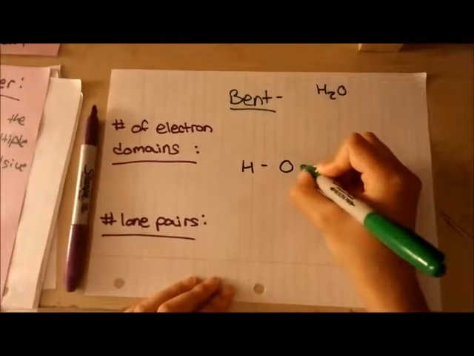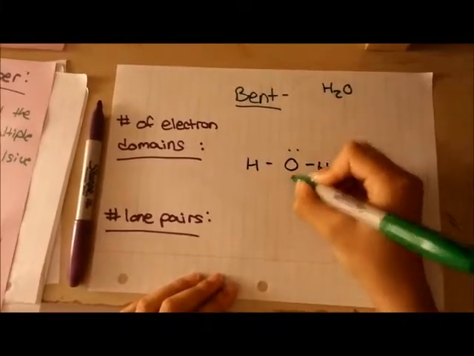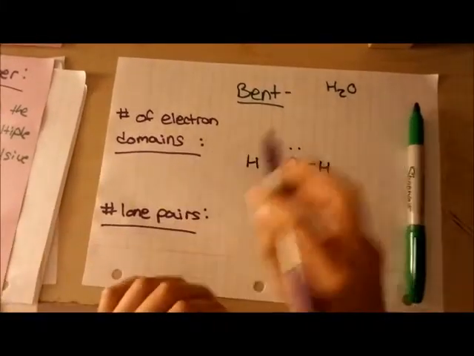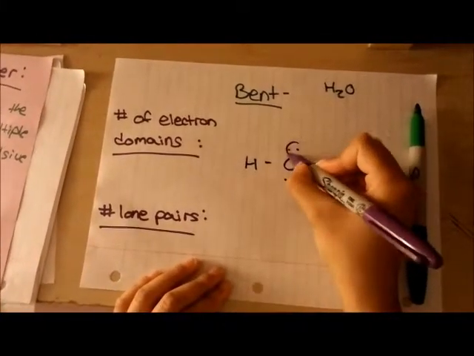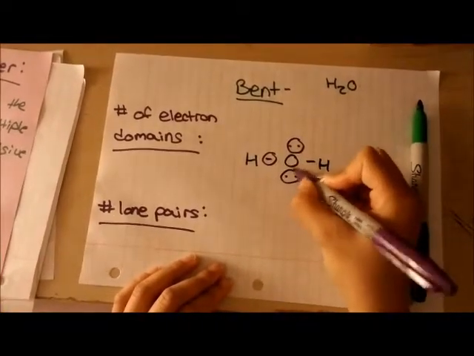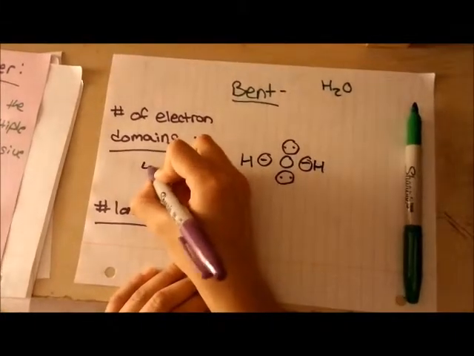The next geometry is a bent structure. Water is the most common example. So following the 3 steps, draw the Lewis dot structure. And you can see that there are 2 bonded pairs and 2 unbonded pairs around the oxygen atom, making for 4 electron domains.